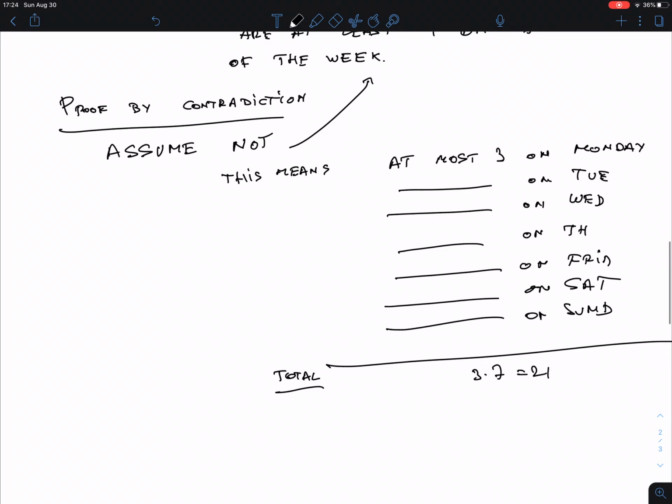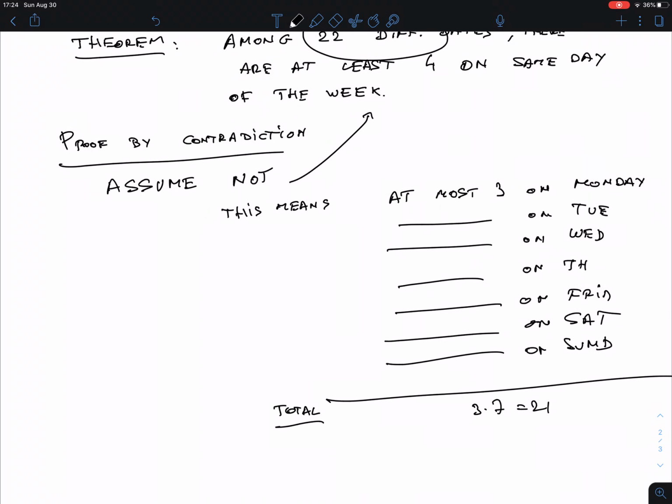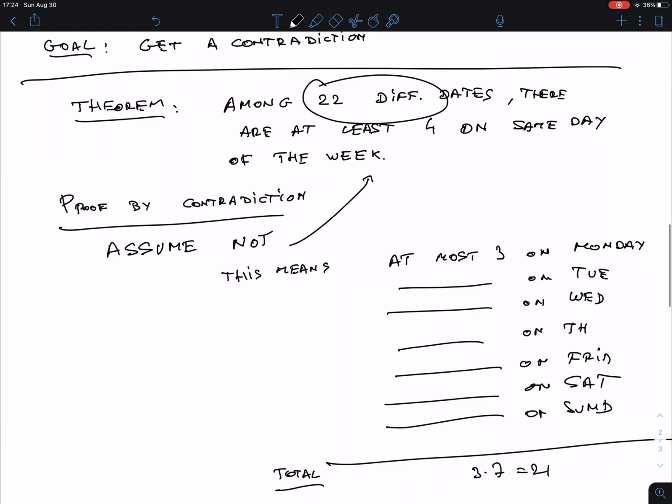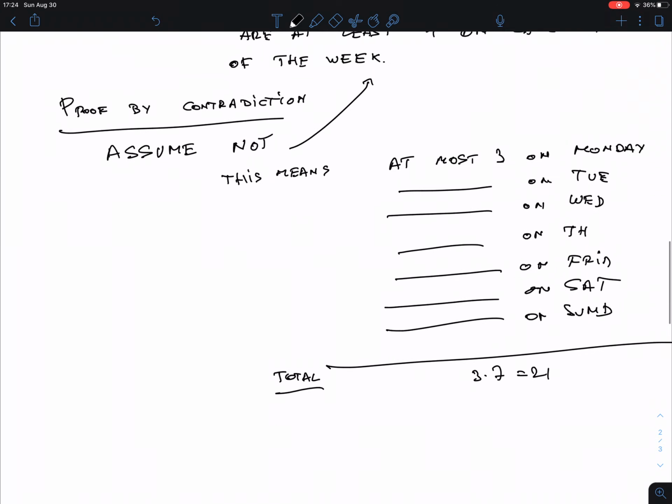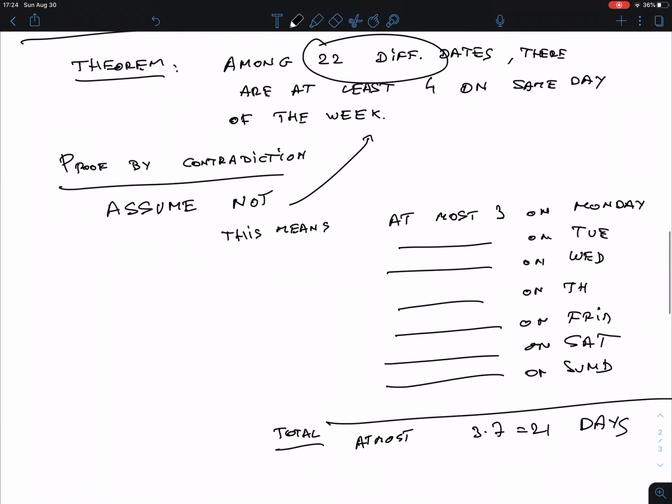So what is the contradiction here? If I assume the negation, that each weekday has at most 3 of the 22 different dates, then I come up with the fact that there are at most 21 dates. So there are at most 21 days, but there are 22 days, so I'm contradicting my assumption that there were 22 days. Okay, that's a proof by contradiction.